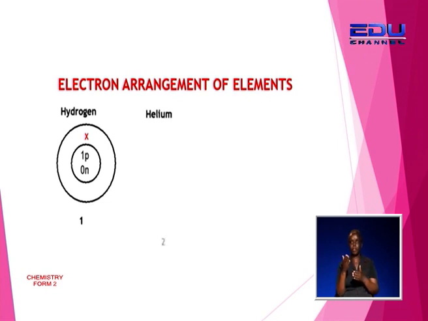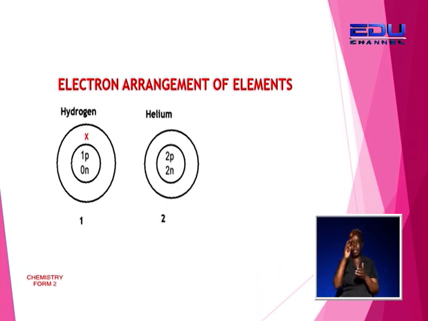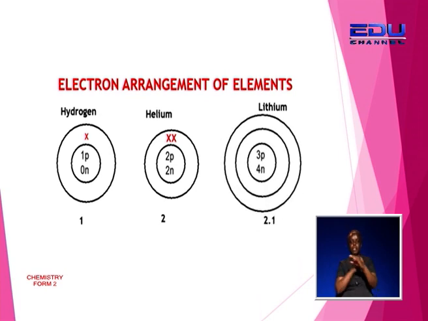Let's look at helium, which is the second atom. It also has 1 energy level, and it contains 2 electrons. Let's see how they are distributed in the diagram shown on the screen. Let's look at our third element, which is lithium. Lithium has 2 energy levels. The configuration of lithium is 2-1. Let's see how the electrons are arranged. We have the first 2 electrons occupying the first energy level, and the remaining 1 electron occupying the second energy level. We are looking at lithium.